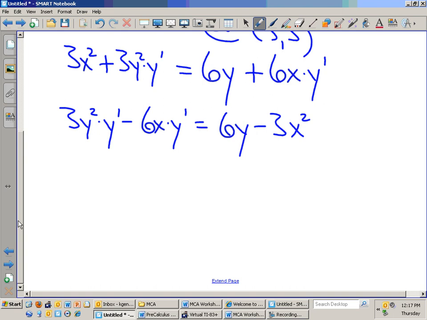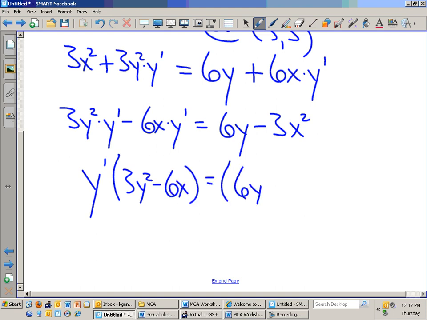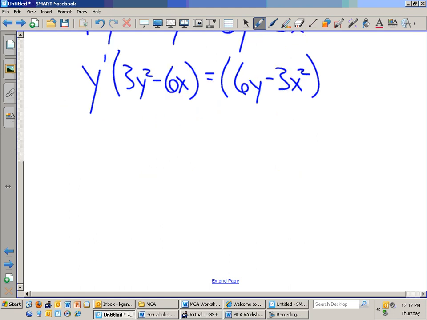Factor out a y prime, GCF, baby. Times what? You want to divide it now? Okay. I'm going to take a 3 out of the top when I divide it as well.